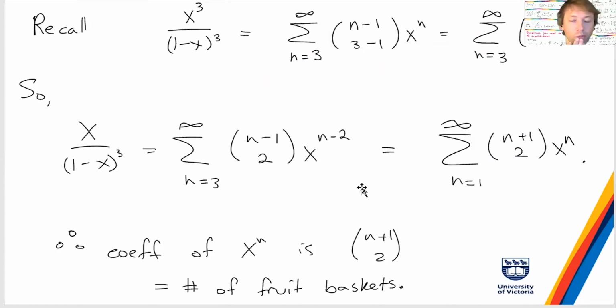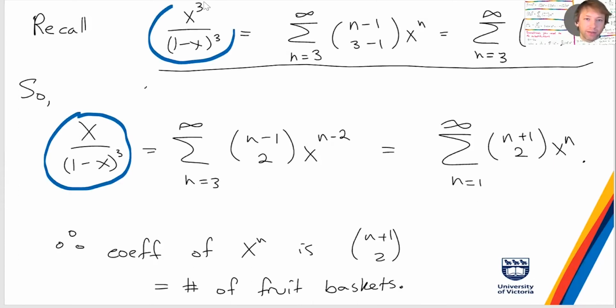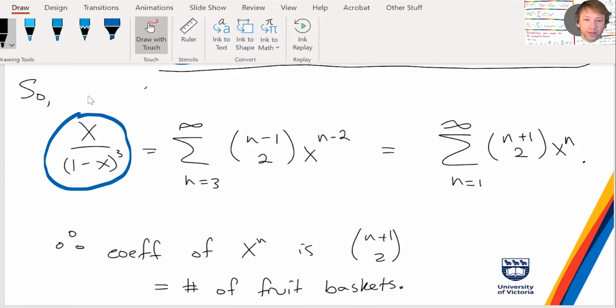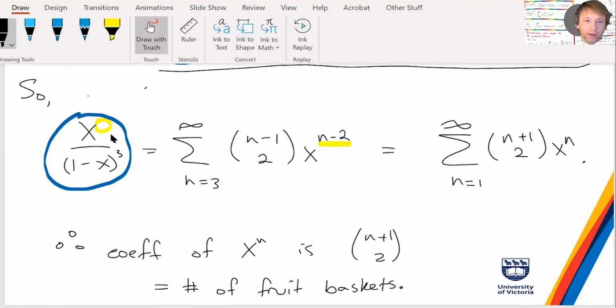And now x cubed over 1 minus x cubed is this sum. So it's the sum of n minus 1 choose 2 x to the n. Basically the same as this, except that there are fewer x's here. So basically it's the sum n equals 3 to infinity, n minus 1 choose 2, x to the n. That's to take into account the fact that there's no exponent here, 1, and the exponent up there is 3.